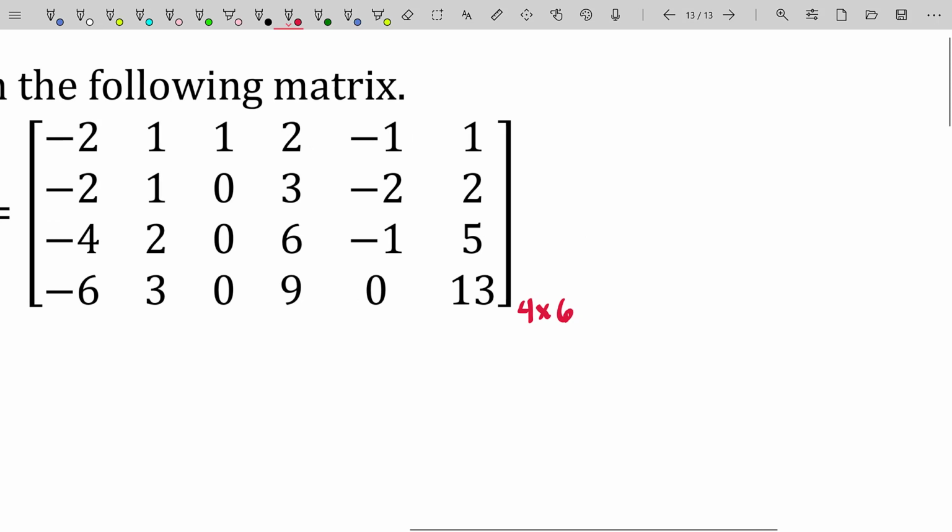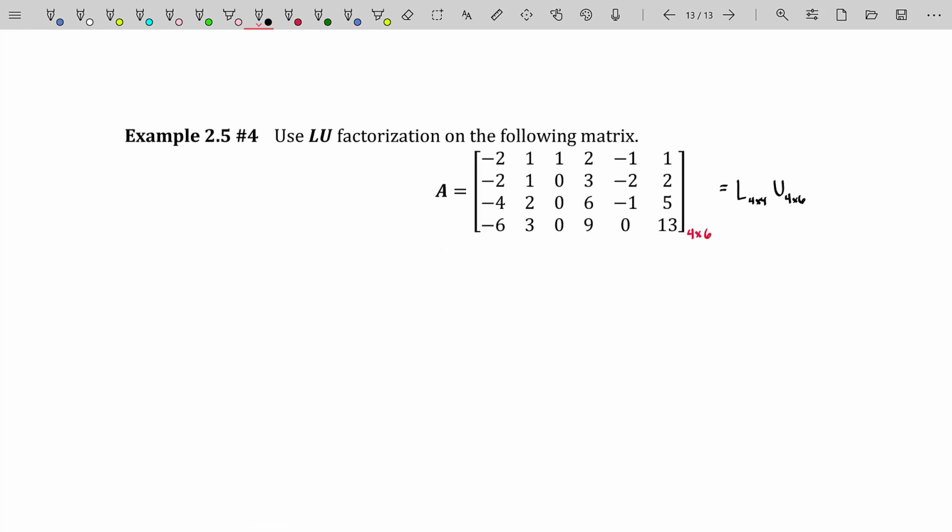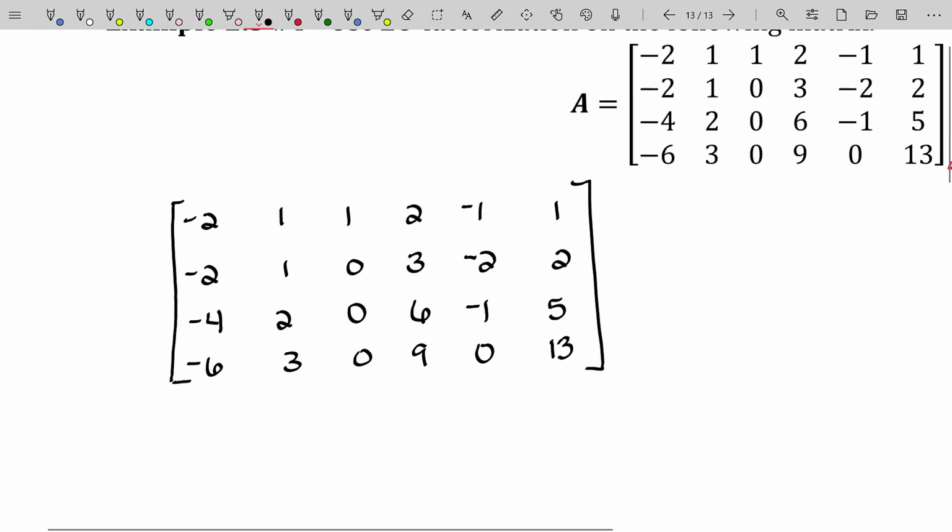So when I factor this to L and U, L will be a 4 by 4 matrix and U will be a 4 by 6 matrix. Are you ready for the fun? I'm ready for the fun. Let's do it. Here is our original matrix.